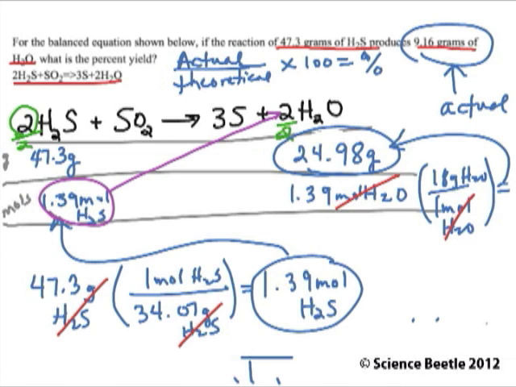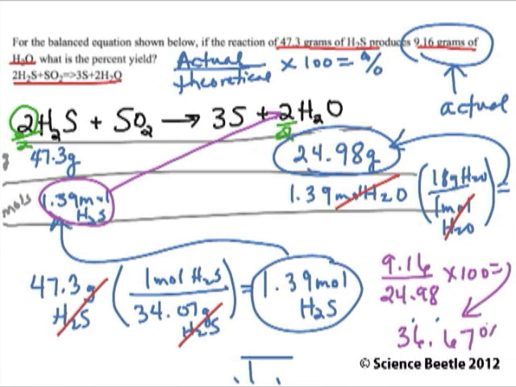We know from this problem that 9.16 grams were actually produced. We just calculated the theoretical, or how much we truly expected. So if we divide these two amounts, we take 9.16 divided by 24.98, times 100. This answer should be the percentage we're looking for. Let's divide those out and see what we get. When we do that, the answer we get is 36.67%. And so that would be your answer there.